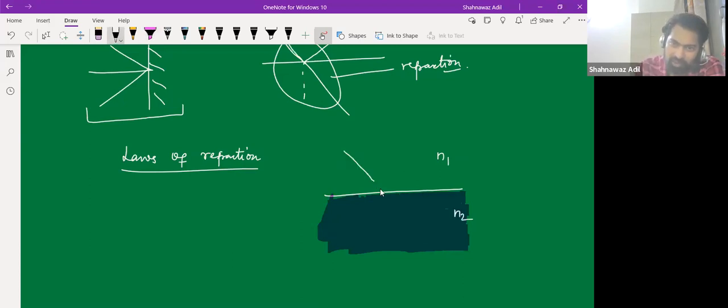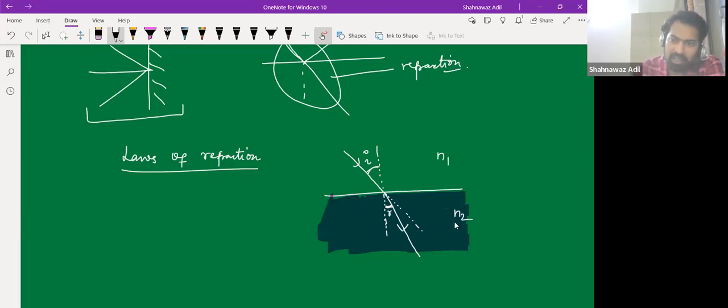So light obliquely falls on this second medium, and this is the normal ray. So this is the incident ray, right? And then we have this normal line, and this is the actual path, right? This is the actual path, and there are two laws. Whenever the light goes from the rarer medium to the denser medium, it will go in the direction of the normal, right? So it will go like this. This is the refracted ray. We'll talk about these optically denser and rarer media. So this is the incident ray, and this is the refracted ray.